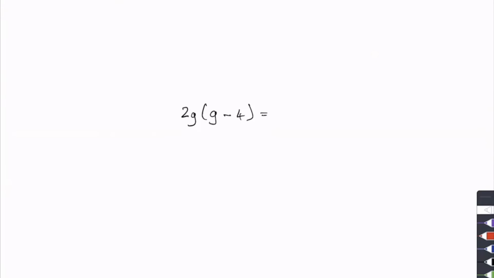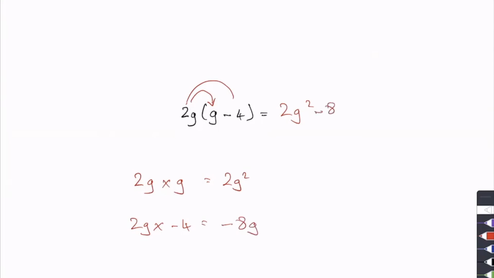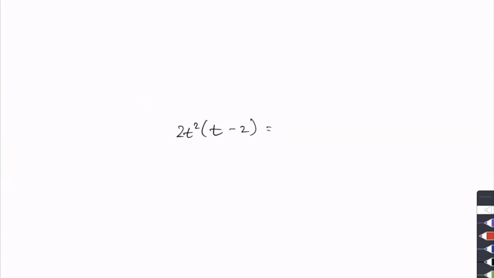Okay, let's see how we do with this one. 2g times g. We know that g times g is g squared. That gives us 2g squared for this term. And the second one, 2g times minus 4. Well, a positive number multiplied by a negative number gives me negative. 2 times 4 is 8. And g is just being multiplied on its own, so it's just g there. So minus 8g.